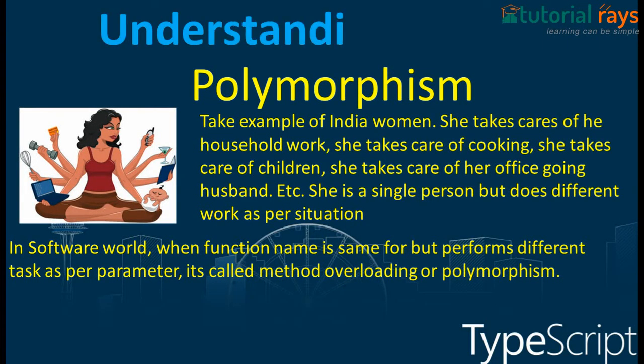And then there is polymorphism. Take the example of an Indian woman. She takes care of household work. She takes care of cooking. She takes care of children. She takes care of her office-going husband, etc. She is a single person but does different work as per the situation. In software, when a function name is the same but performs different tasks as per parameter, it is called method overloading or polymorphism.